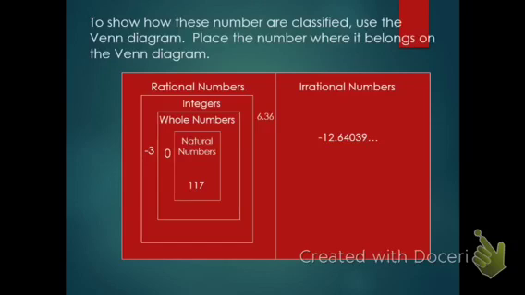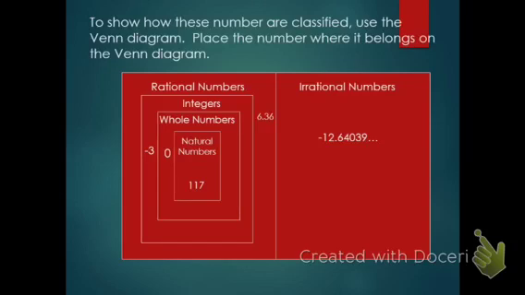Now let's look at 6.36, and if you notice, it is in the rectangle or the subset of rational numbers, and that's because it's a decimal. So decimals, whether they're positive or negative, fall into the rational number as long as they are terminating or they repeat in a determined pattern.